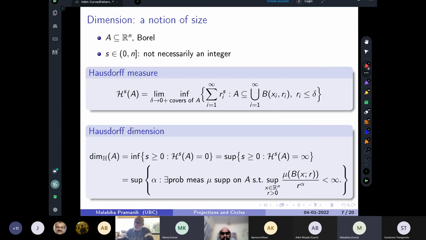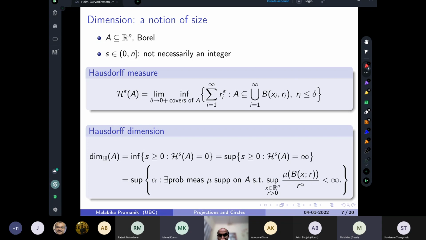Okay. So I think many of you are already familiar with the notion of Hausdorff dimension, but for completeness, I'm just going to do a very quick review. All sets in this talk are going to be Borel. Let's say that capital A is a Borel subset of n-dimensional Euclidean space, and s is a number between 0 and n, not necessarily an integer. The s-dimensional Hausdorff measure of A is defined in the following way.